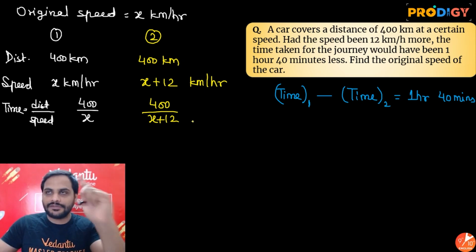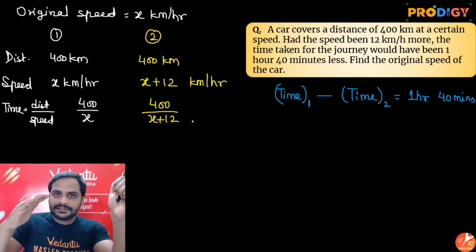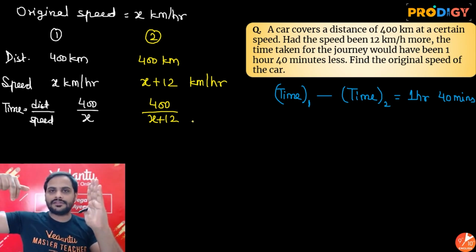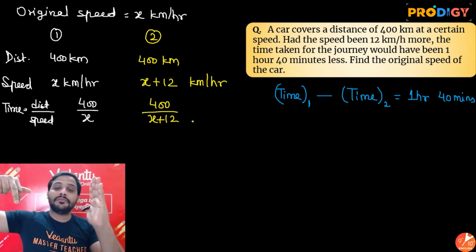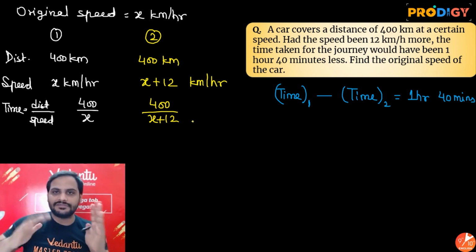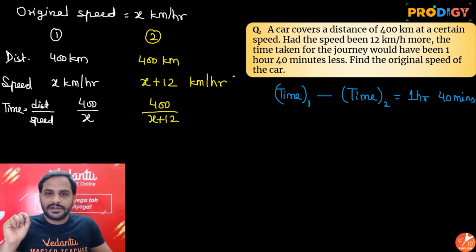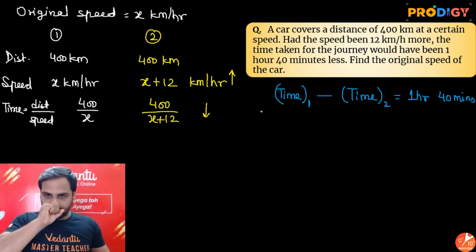Always remember, when the distance is fixed, if I increase the speed, time will be less. Suppose these are the 2 points. If I walk between them, the time taken is suppose 1 minute. Now if I'm running, the time taken will be less than 1 minute because I'm running. So when the speed increases, time decreases. Here in case 2, the speed increased, so obviously the time will be decreased. So time in case 1 is more. So time 1 minus time 2 is equal to 1 hour 40 minutes.